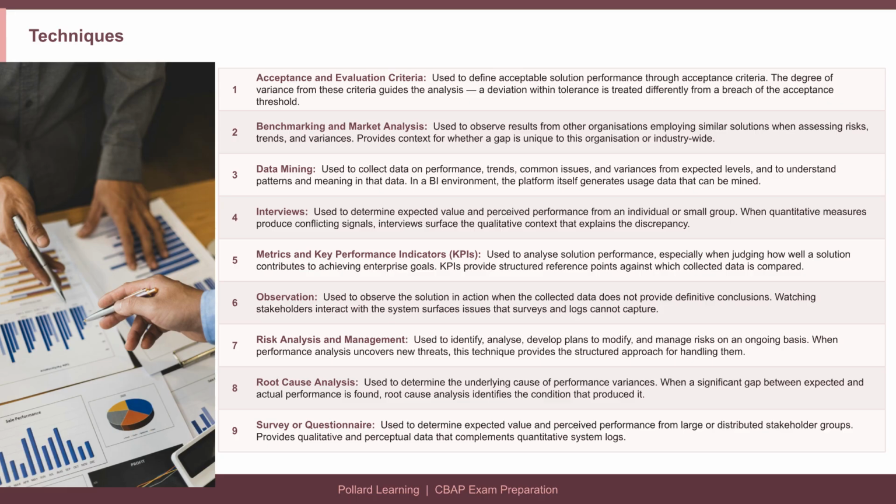Observation surfaces issues that surveys and logs alone cannot capture, watching stakeholders interact with the solution in practice. Risk analysis and management identifies, analyses, develops plans to modify, and manages risks uncovered during performance analysis on an ongoing basis. Root cause analysis determines the underlying cause of performance variances, answering why actual performance diverged from expected. Survey or questionnaire gathers perceived performance data from large or geographically distributed stakeholder groups.